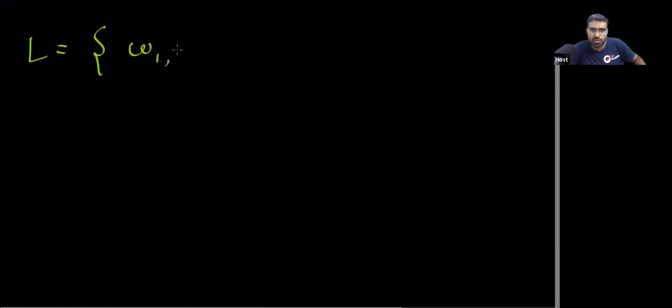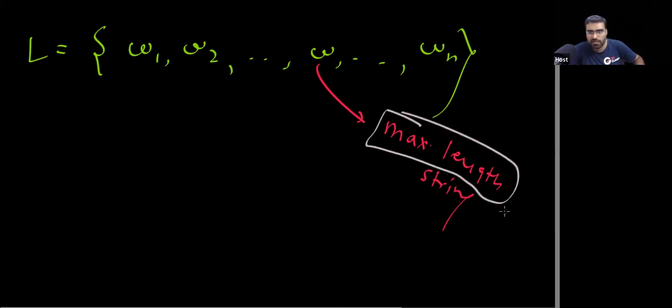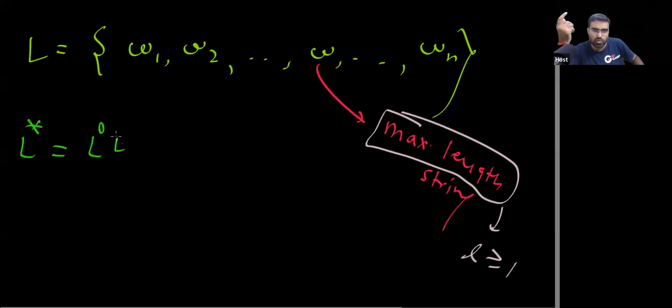So in this language, you have these strings, where this is your max length string, and that max length is L, which is greater than or equal to 1. Now you tell me what will happen in L star. See, in L star, you will have L square also.